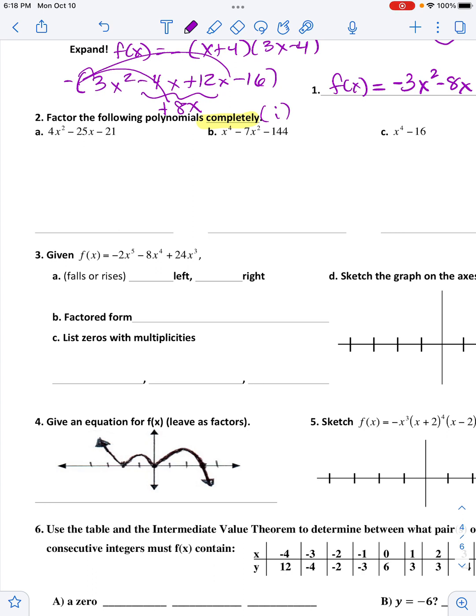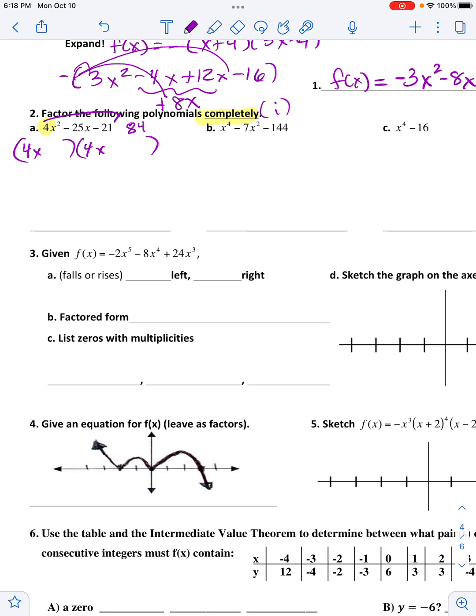Okay, in this first one, if you looked at the key, it was done a little differently. I still like to do it this way if I have a number out in front. It did take some thinking though, because I have to multiply 4 times 21 and get 84. And then I had to figure out ways that were going to be factors for 84 and subtract to be 25. So after much noodling, I thought of 28 and 3.